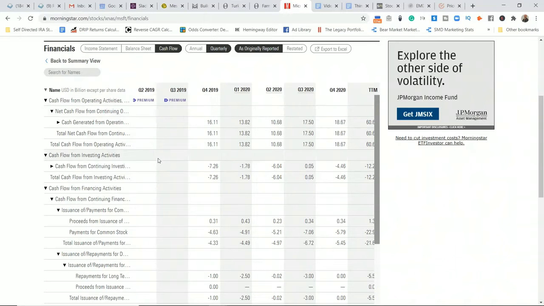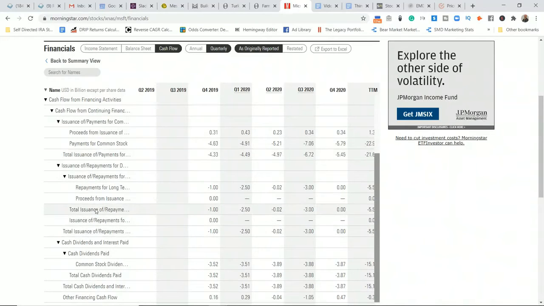The reason this is most important right now down here is because many companies during this coronavirus crisis are not producing as much cash flow from operations, or they're producing negative cash flow from operations. So they're having to issue debt or issue shares to raise cash to just stay alive.